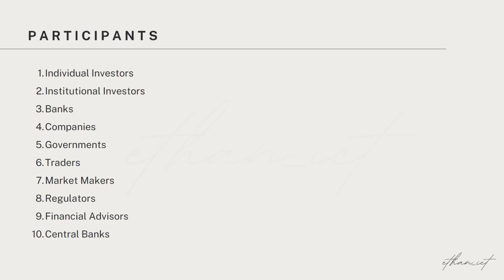Participants in financial markets can be broadly categorized into various groups, each with distinct objectives and roles. Here are some of the key participants in the financial markets that I know of, and in no particular order. First are individual investors. These are individuals who invest their personal funds in financial instruments. They may seek capital appreciation, dividends, or interest income from their investments. Their goals often include saving for retirement, education, or other financial objectives.